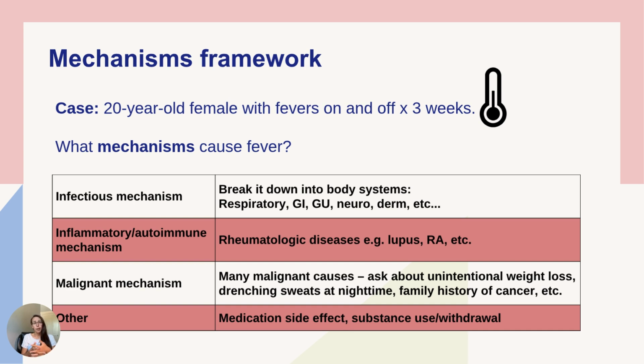And then the other bucket, common ones could be a medication side effect, if they have a history of substance use, withdrawal. Those are things that you'd want to think about. So again, what mechanisms cause fever? I break it into these four big buckets with the various etiologies, and that helps me ask the questions when I see that person, right?